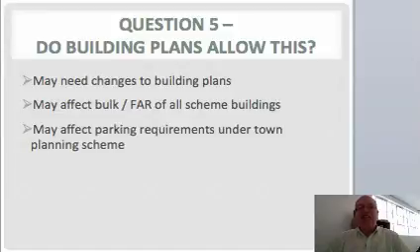Question 5: do the building plans allow for this particular usage? You may need changes to building plans before a usage is legal in terms of your bylaws under the town planning scheme. A change that, for example, closes a balcony may affect the bulk or floor area ratio of all scheme buildings. You've got to be careful when these things are calculated in terms of the town planning scheme. Special allowances are made for open areas and garages. The second you start living in them or enclosing a balcony, you may change the entire ratio, not only for that particular owner but for everyone in the scheme.